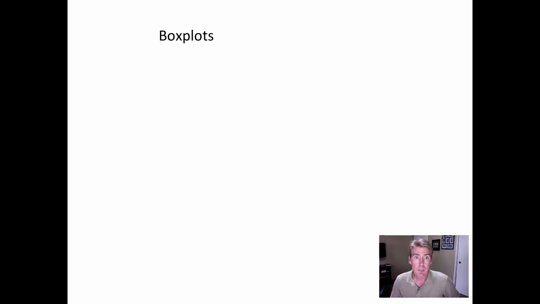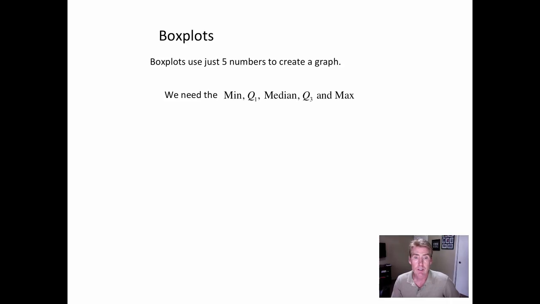Next up, box plots. There are just 5 numbers that are used to create a box plot. You need the minimum, Q1, median, Q3, and maximum. You may remember I showed you how to use the calculator before to find the standard deviation. Well, that's where the numbers for the box plot are. When you find the mean and standard deviation, just scroll down, and that's where the box plot numbers are.